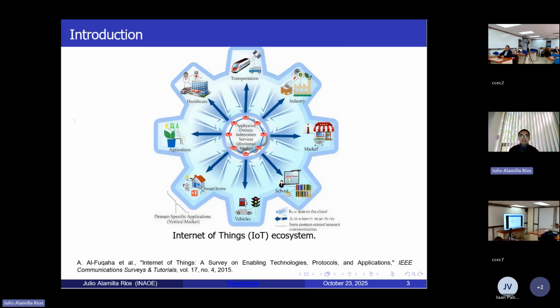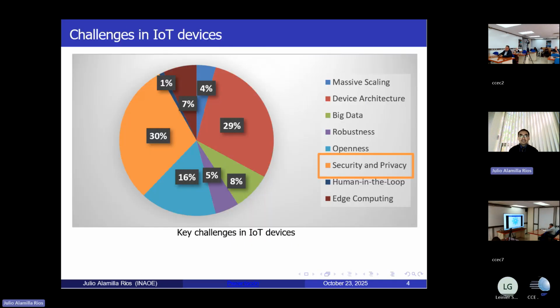IoT devices represent a major technological revolution as they can connect everyday objects to the network, enabling real-time data collection, storage, and processing. Although these devices are highly efficient, they face several challenges when being integrated or implemented. Among them, security is the most critical one, owing to the large sensitive data they process.